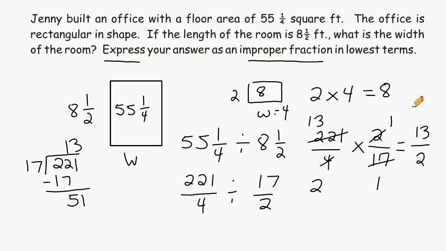But let's say you had to express it as a mixed number. You would just take 13 divided by 2, and 2 fits into 13 6 whole times, and that would leave you with 1 left over, and we would express that as a fraction. We would say there is 1/2 remaining. So the width of the room that Jenny is building is going to be 6.5 feet. And as an improper fraction, we would say that would be 13 halves.